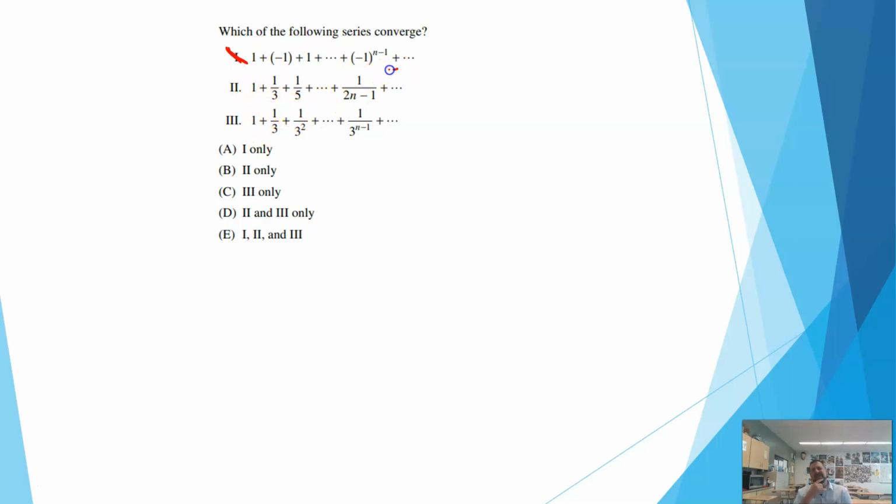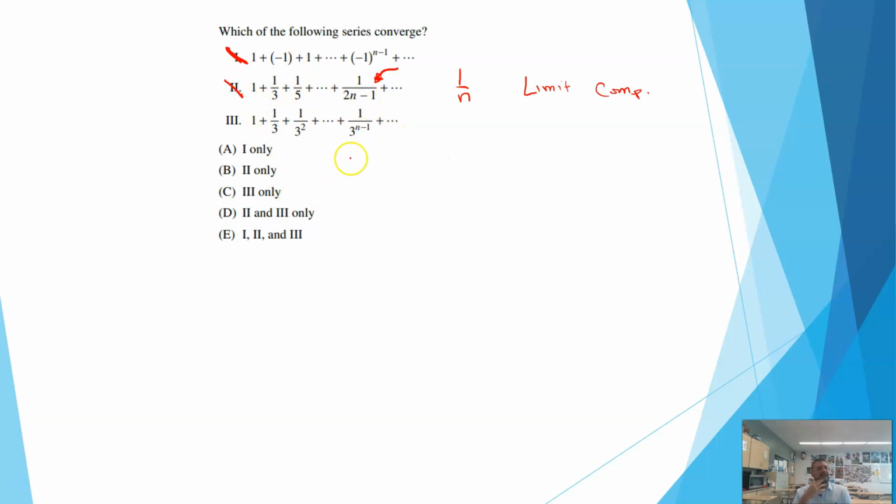And again, I always just like to look at the general term to see what's going on. Notice that that is very similar to the harmonic series. Since the harmonic series is divergent, technically what we would use here is the limit comparison test, because that is a -1 on the bottom. But hopefully you can see real quick that that series is also divergent.